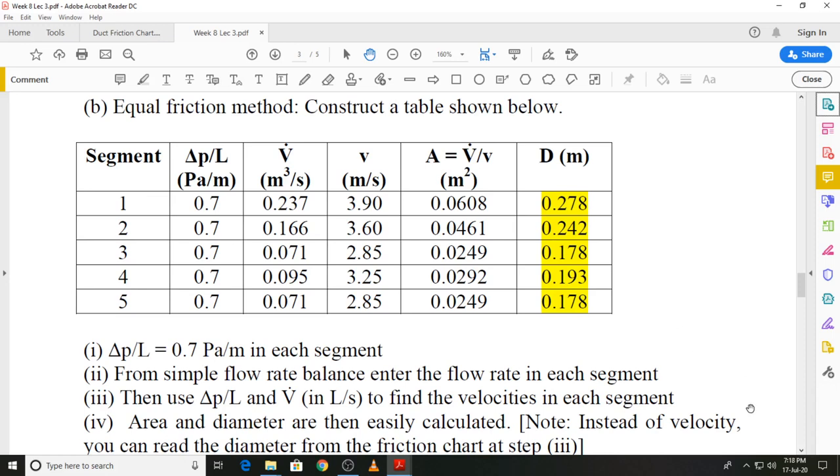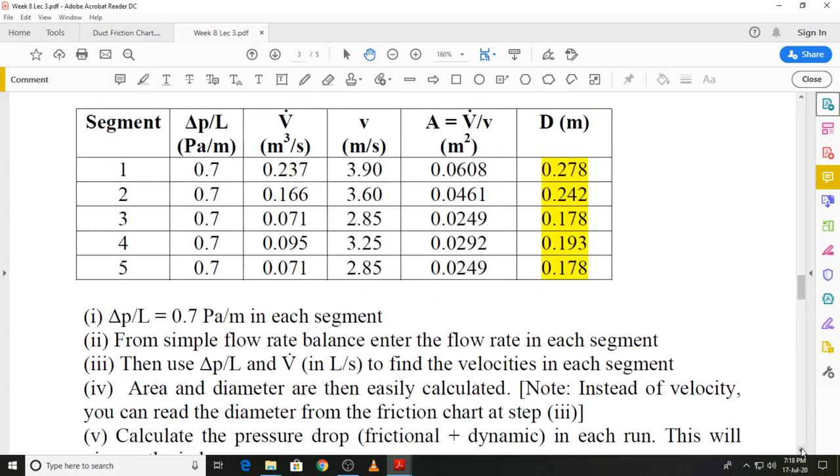After having completed the first 2 columns, we will have to move to the friction chart, in which the first thing you will do is to mark out the value of the pressure drop per unit length of 0.7, and that 0.7 value will be the same all throughout the duct layout. So you just have to draw a horizontal line. Then you look at the volume flow rate individually for each segment. At that particular volume flow rate, you will have the point where the pressure drop is 0.7, and at that point you will read the velocity from the friction chart.